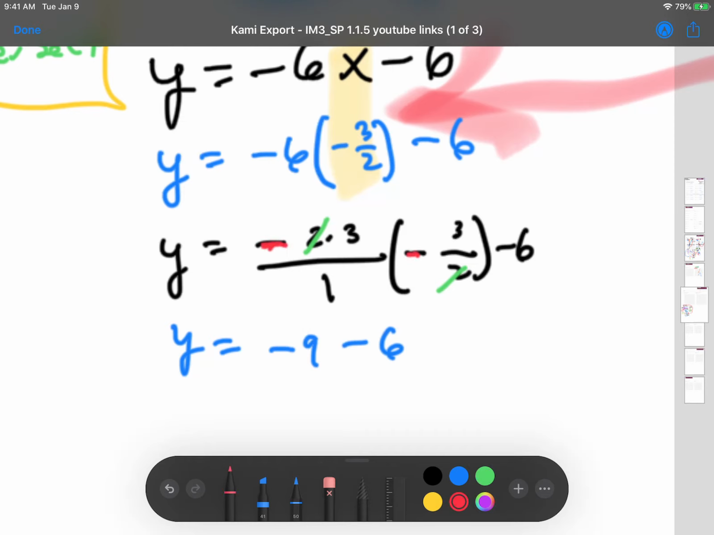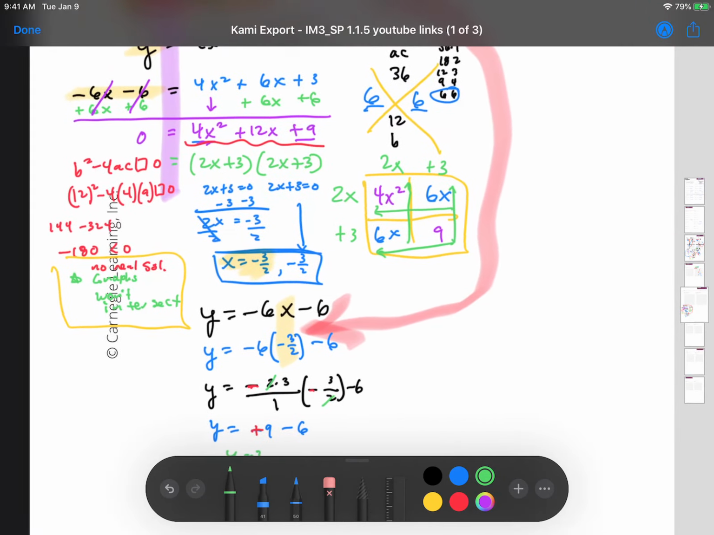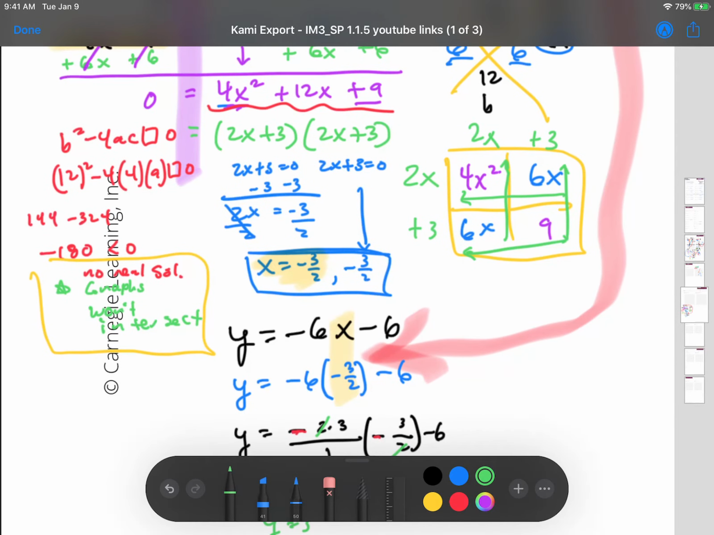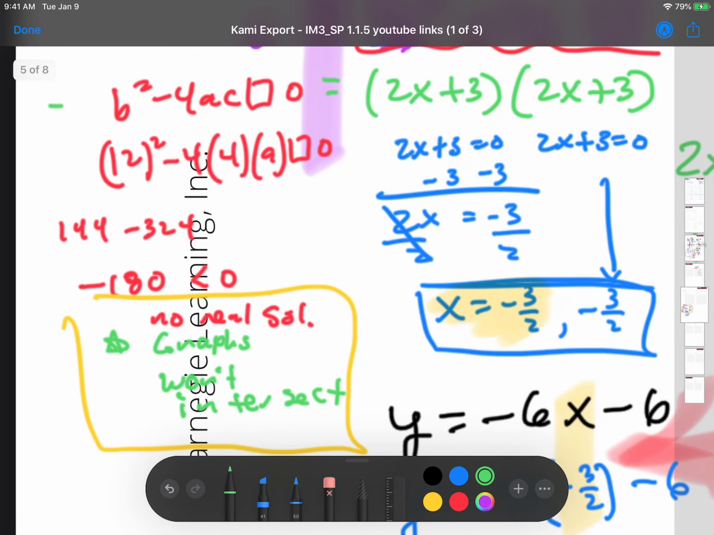Negative times a negative is a positive. So why do I get a 3? Let's take a look. These 144, 4AC. Did I multiply my numbers wrong? 16 times 9. Up over here. I knew it. I was like, how did I get a number over here? So that's wrong. That should have been 144.